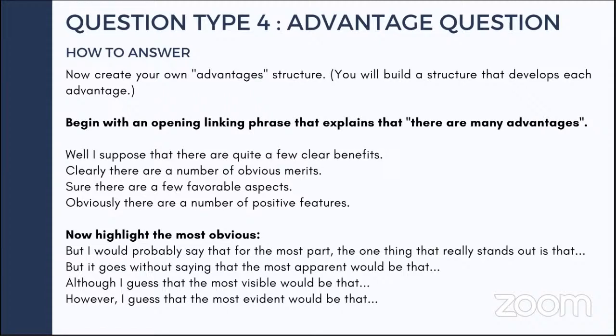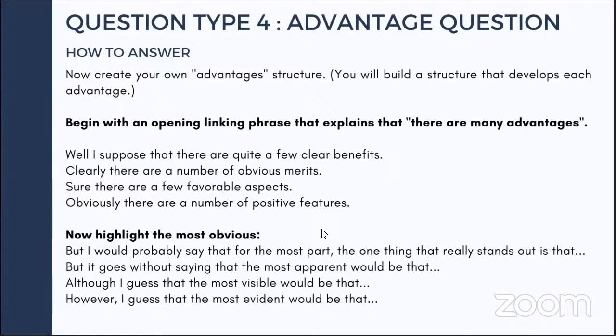As you saw, you use an opening linking phrase that explains there are many advantages. Like, well, I suppose that there are quite a few clear benefits, or you can say a number of obvious merits, or a few favorable aspects. There are a number of positive features, up to you. Those are all the same. And then highlight the most obvious one. Although I guess that the most visible would be that. However, I guess that the most evident would be that. Yeah, it's the same anyway.